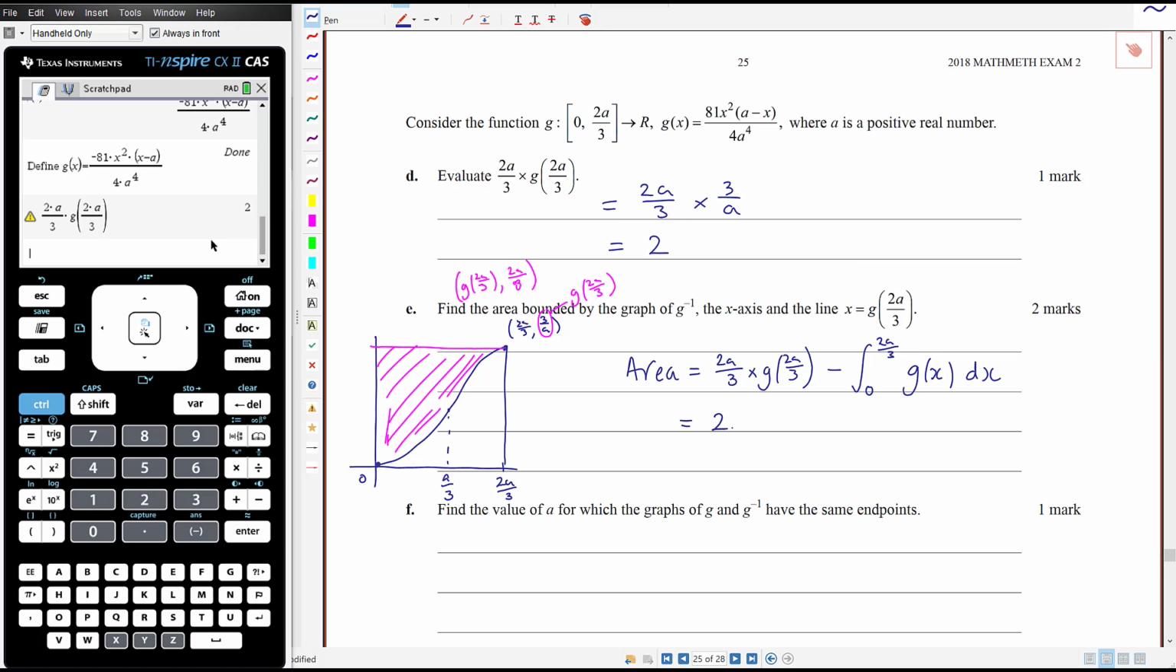So this is just 2 minus the integral from 0 to 2a/3 of g(x) dx, which is 1. So it's 2 take away 1, and so the area is 1 square unit, which actually means that's half the area.